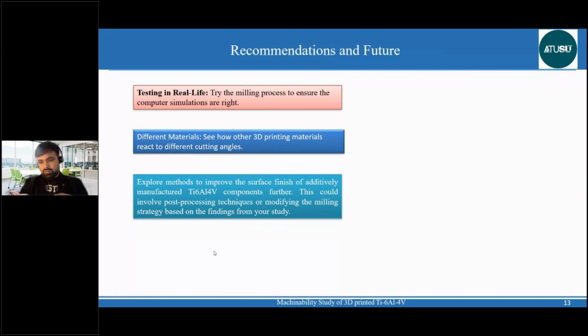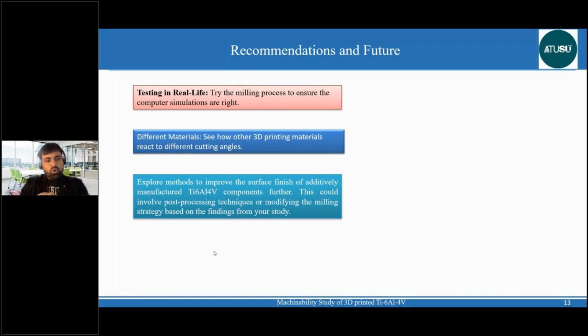Nowadays, additive manufacturing material is quite expensive, so that's the reason people are doing simulation and changing the parameters. But still, testing in real life makes a big difference. So we can try a different material, to show how the 3D printed material reacts to different cutting angles. So angle is also a further parameter for future recommendations.